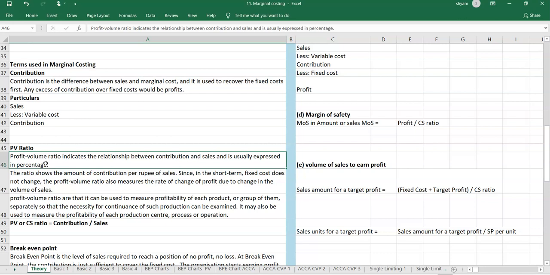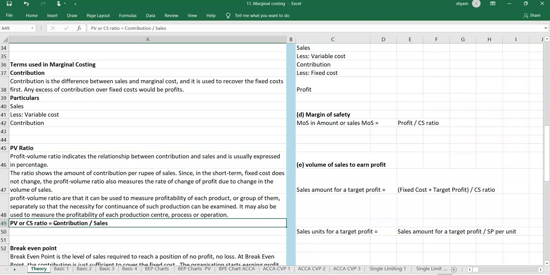PV ratio tells the relationship between the contribution and sales. So this is the ratio here. What does this ratio tell you is how much profitability a product has. Assume that you have 5 products, it can easily compare between the 5 products and tell which product has the highest profitability. We can't say profitability, but contribution wise which one has a higher value. So the higher is the better. The higher the PV ratio or CS ratio is the better. PV ratio refers to profit volume ratio. CS ratio refers to contribution sales ratio, but both are similar only. Both are the same ratio only.